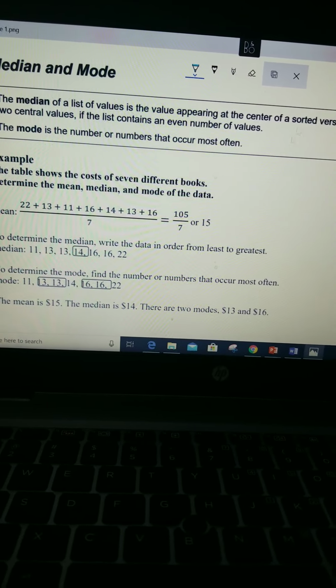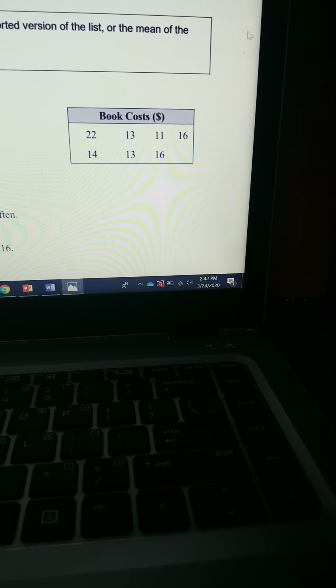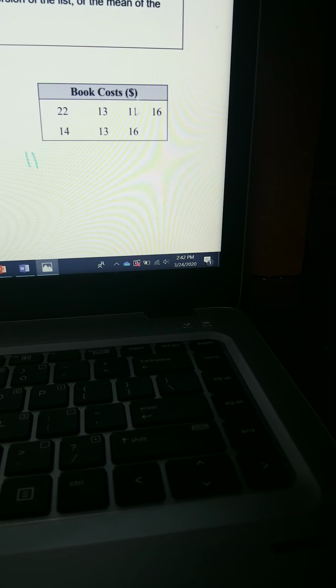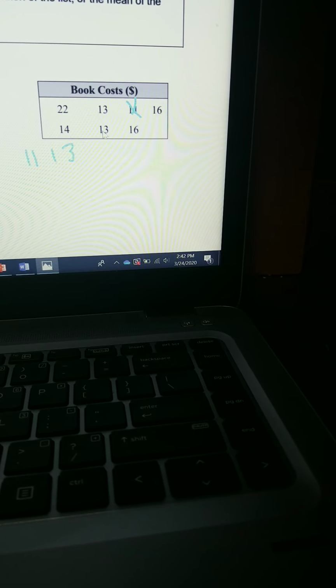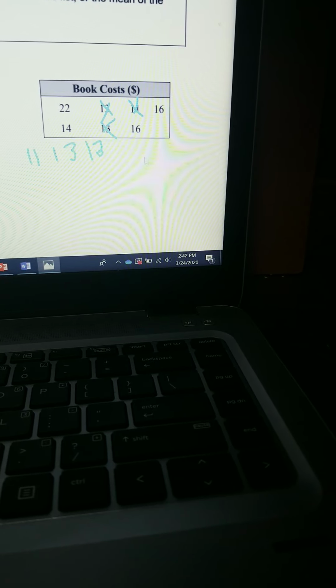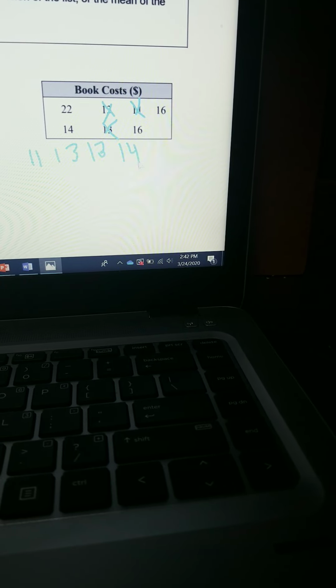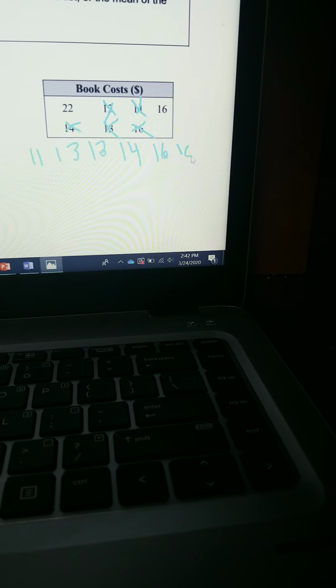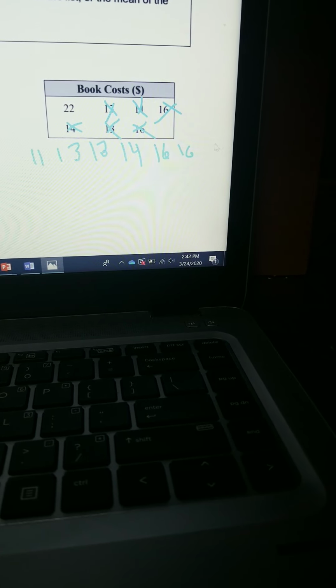So very first thing whenever you get any set of data, so this is our set of data over here, is that we're going to put the numbers in order from least to greatest. So we're going to do 11, and as I use them, I like to mark them out. 13, 13, 16, just kidding, 14, then 16, and then 16, and our greatest number is going to be 22.